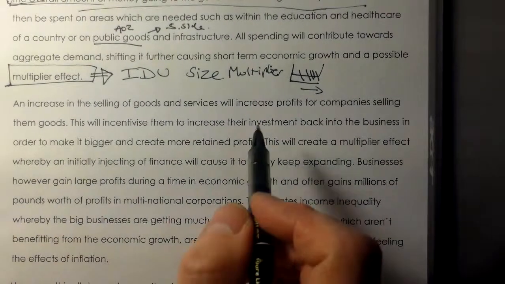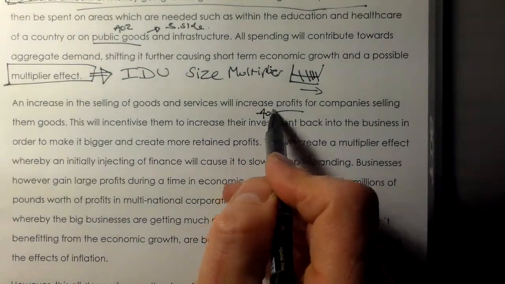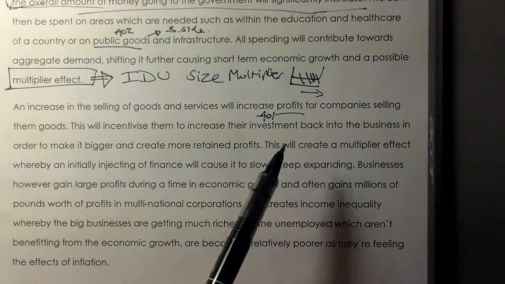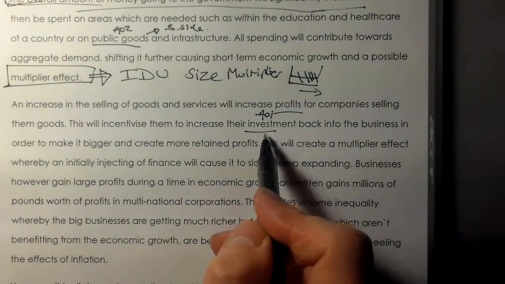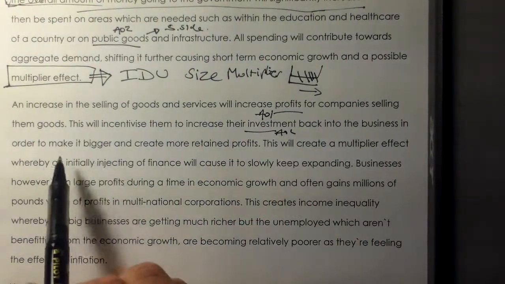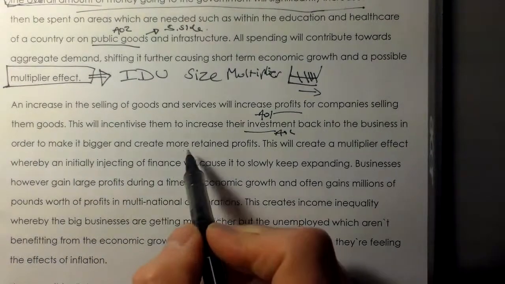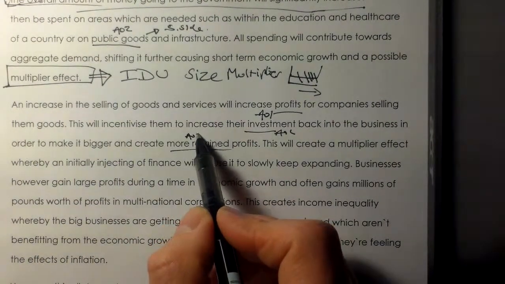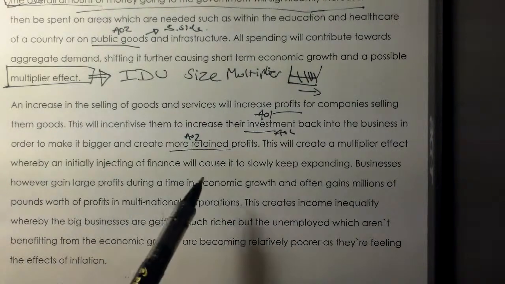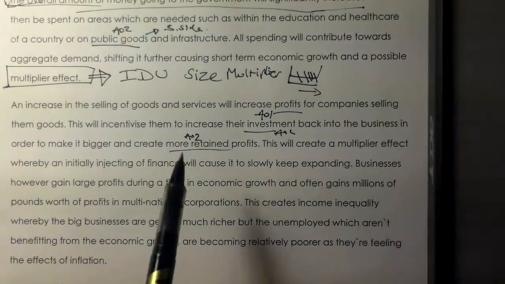The next paragraph talks about how after the increase in the selling of goods and services, it will increase profits of companies. So we've got an increase in profits as being a benefit. This will incentivise them to increase their investment back into the business in order to make and create more retained profits. This will create a multiplier effect where the initial injection of finance will cause it to slowly keep expanding.